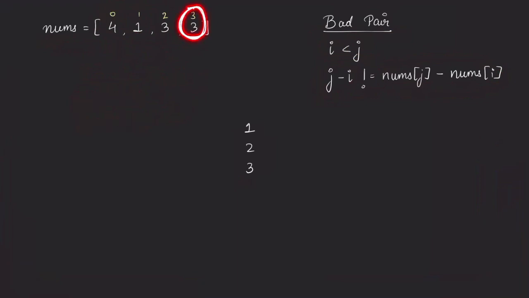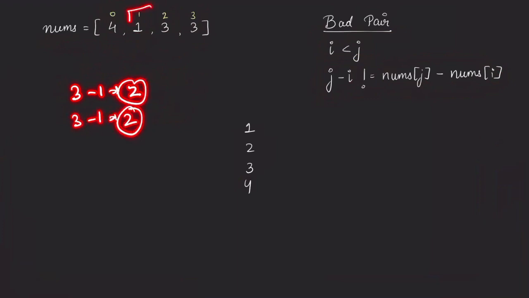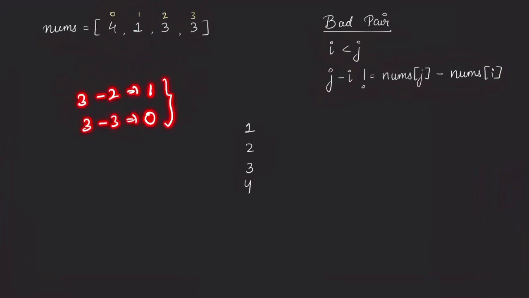Then this particular element can form pairs with all three elements, right? So first 3 minus 0, 3, and 3 minus 4, minus 1, not equal, it will be counted. Then 3 minus 1 is 2 and 3 minus 1 is 2. Now these two are equal, so these will not be counted, right? Then the next will be 3 minus 2, that is 1, and 3 minus 3, that is 0. Again, these two are not equal, so this will be counted. So the total number of bad pairs is 5, and this is our answer in this particular case, right?